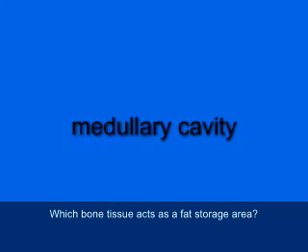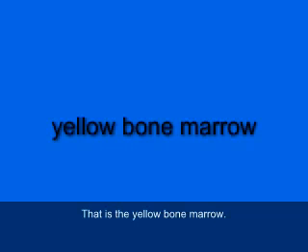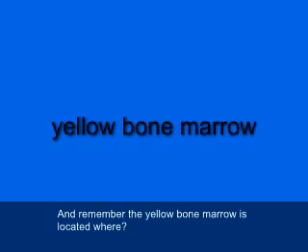Which bone tissue acts as a fat storage area? That is the yellow bone marrow. And remember, the yellow bone marrow is located where?